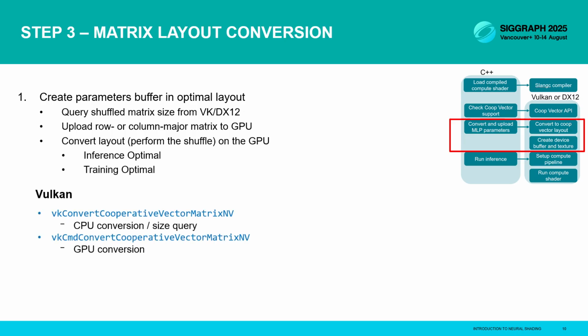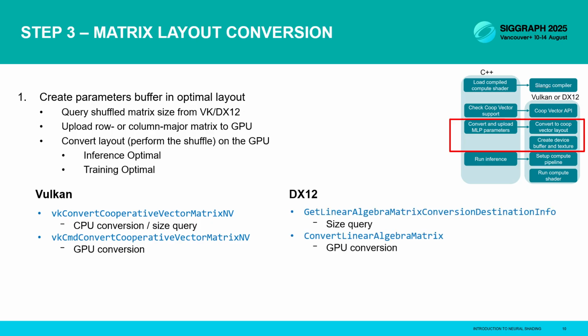In Vulkan, we call vkConvertCooperativeVectorMatrixNV for CPU conversion or size query, and vkCmdConvertCooperativeVectorMatrixNV for GPU conversion. In DX12, we call GetLinearAlgebraMatrixConversionDestinationInfo for size query and ConvertLinearAlgebraMatrix for GPU conversion. Then we create a constant buffer and output texture.